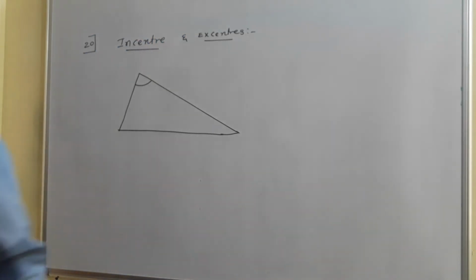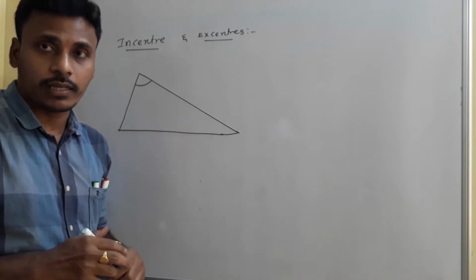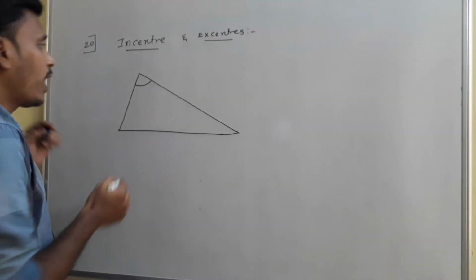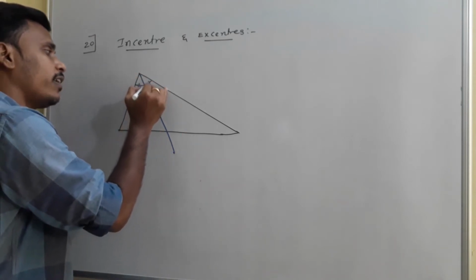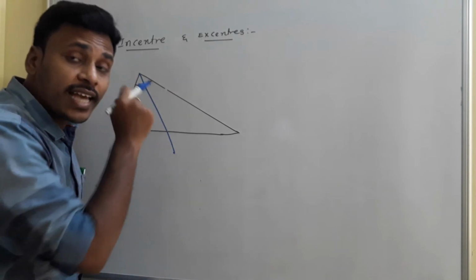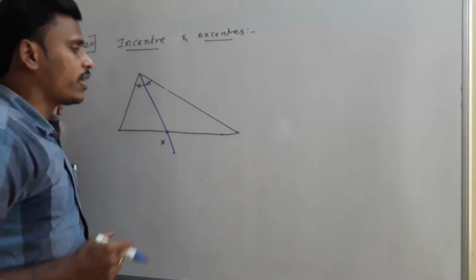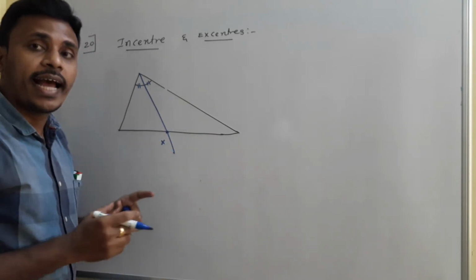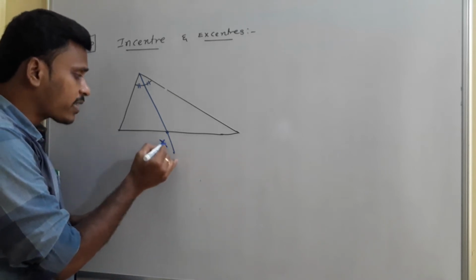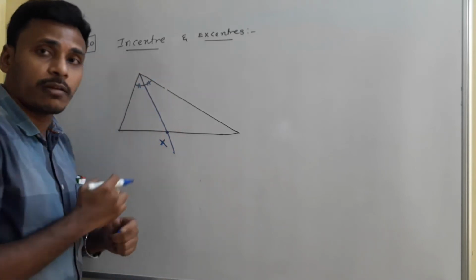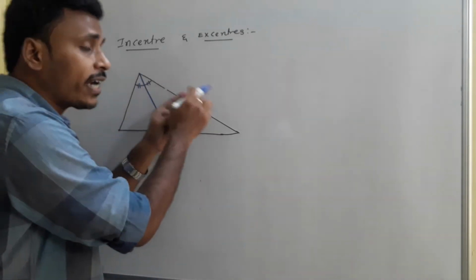So incenters and excenters. Basically, the incenter is what? The point of concurrency of angular bisectors. An angular bisector is a line which bisects an angle into two equal parts. This angular bisector will meet the opposite side at some point, say X. As we discussed in previous classes, this X is called the foot of the angular bisector, and this X will divide these two sides in the ratio.